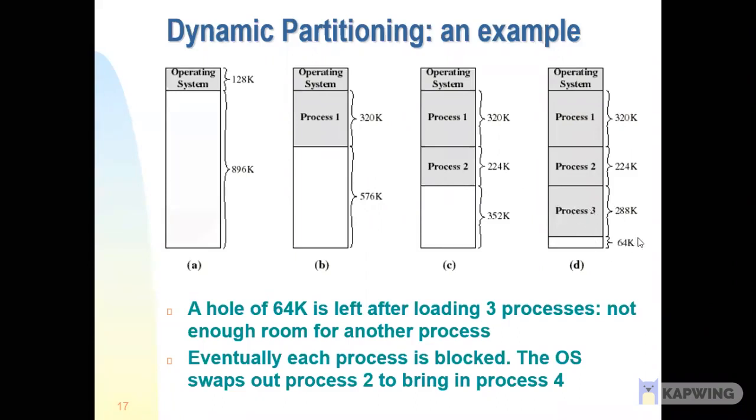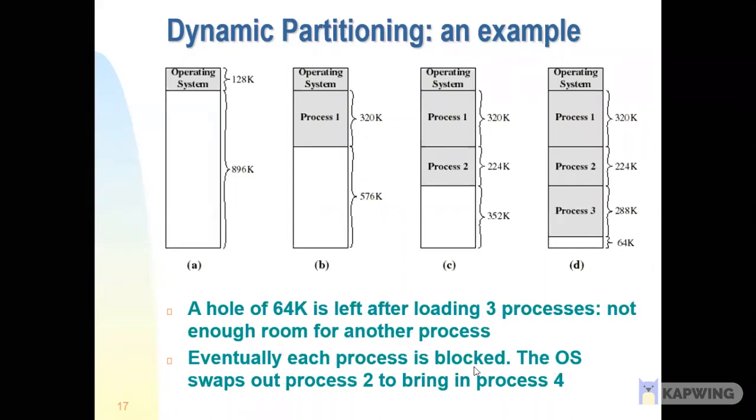Now this 64 KB is left after loading 3 processes. There is not enough room for another process. Now this 64 KB is external fragmentation. What was internal fragmentation? Whatever may be here. Suppose your process is of 320 KB and you have 400 KB of memory size. So 80 KB will be your internal fragmentation. This is external fragmentation, while internal is within your allocated memory only.